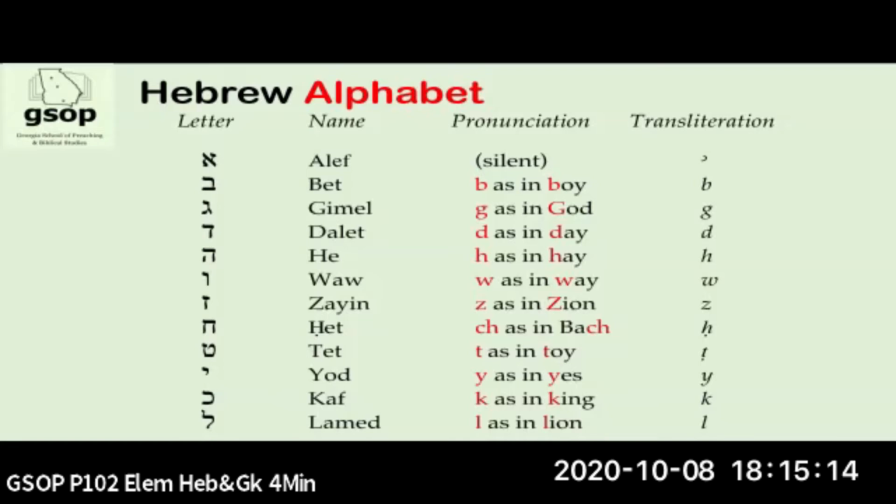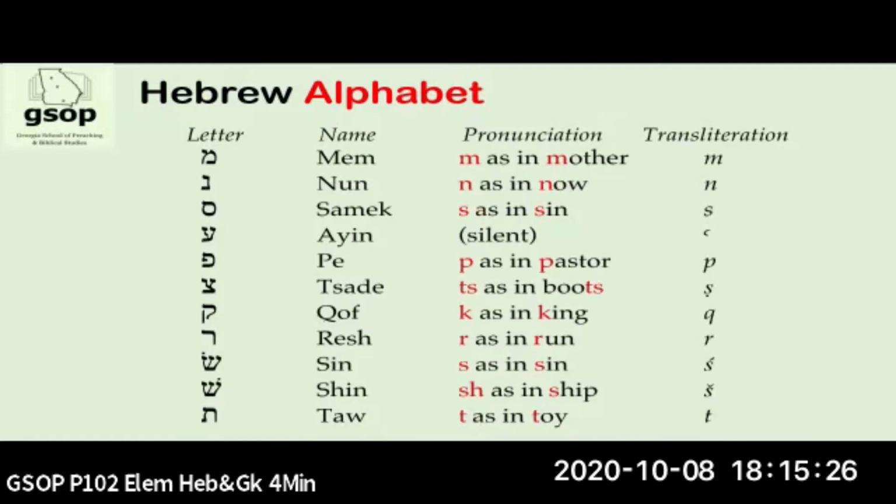I'm going to start. Let's go. Aleph, Bet, Gimel, Dalet, Hey, Vav, Zayin, Het, Tet, Yod, Kaf, Lamed, Mim, Nun, Samek, Ayin, Pei, Sadeh, Kof, Resh, Sin, Shin, and Tav. Everybody kind of feeling a little bit more relaxed?